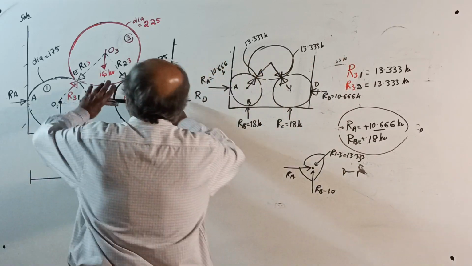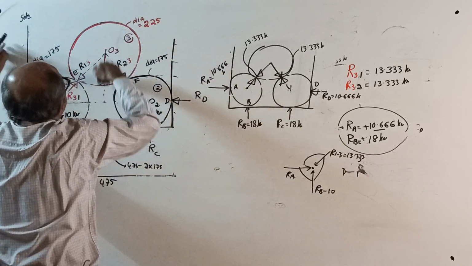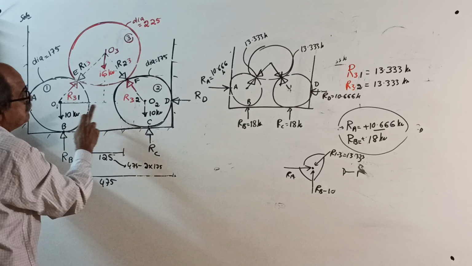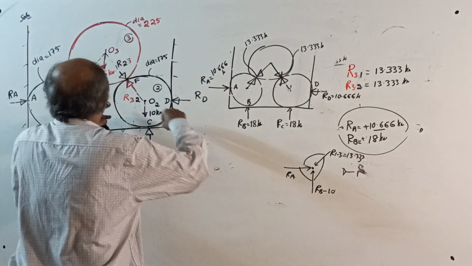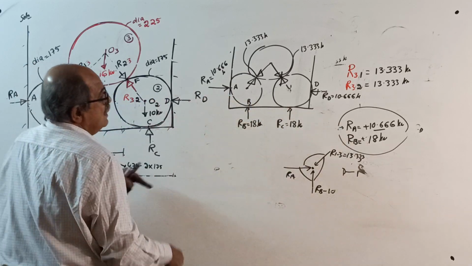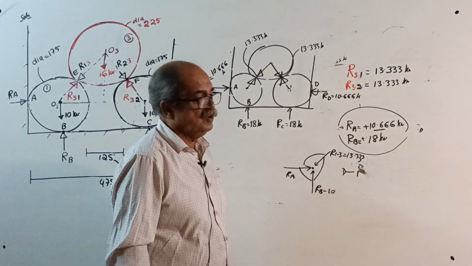If you forget everything, consider complete external equilibrium: this weight plus this weight plus this weight is 16 plus 10, 26 plus 10, 36, divided by 2, 18 each. And however much this is pushed, the same will be pushed here. These two reactions are equal and opposite. Now this question is over.